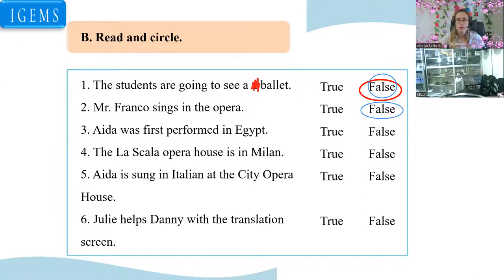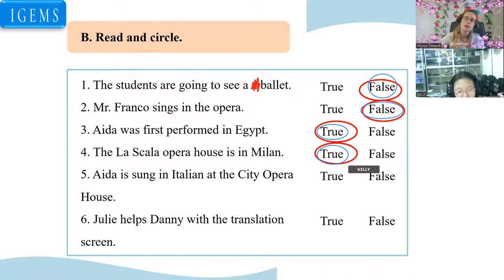Okay. Aida was first performed in Egypt. True, it's true. The La Scala Opera House is in Milan. It's true too. Very good. Aida is sung in Italian at the City Opera House. True too. Very good. Julie helps Danny with the translation screen.